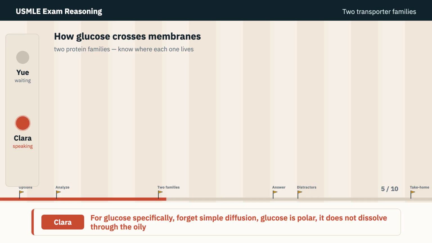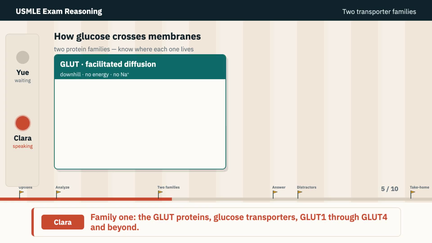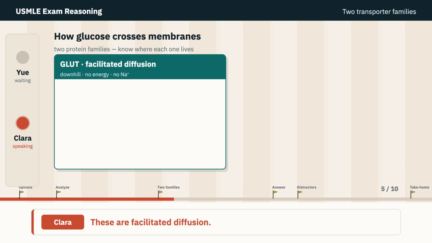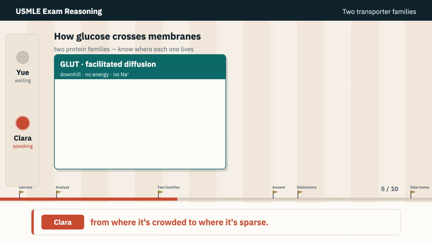For glucose specifically, forget simple diffusion. Glucose is polar. It does not dissolve through the oily membrane in any meaningful amount. Glucose crosses on proteins, and there are two families. Family 1, the GLUT proteins, glucose transporters, GLUT1 through GLUT4 and beyond. These are facilitated diffusion. They open a gated channel-like path and let glucose slide down its gradient from where it's crowded to where it's sparse. No energy, no sodium. Downhill only. Picture a revolving door. It only turns the way the crowd is already pushing.